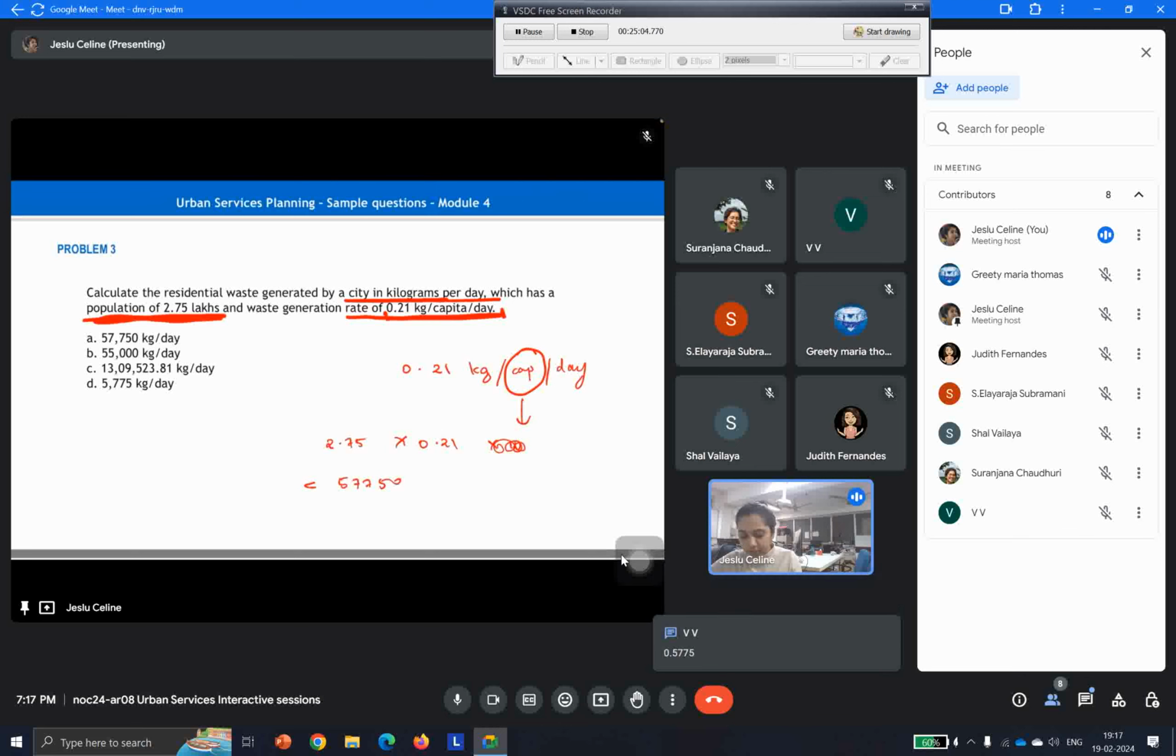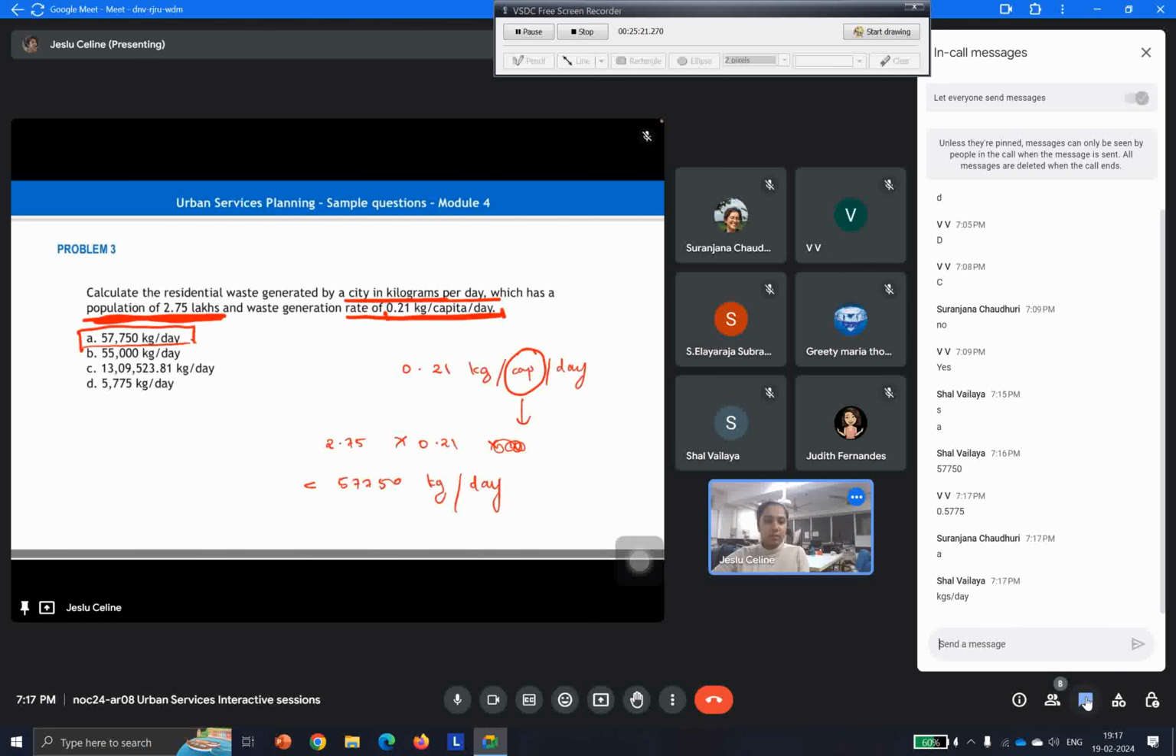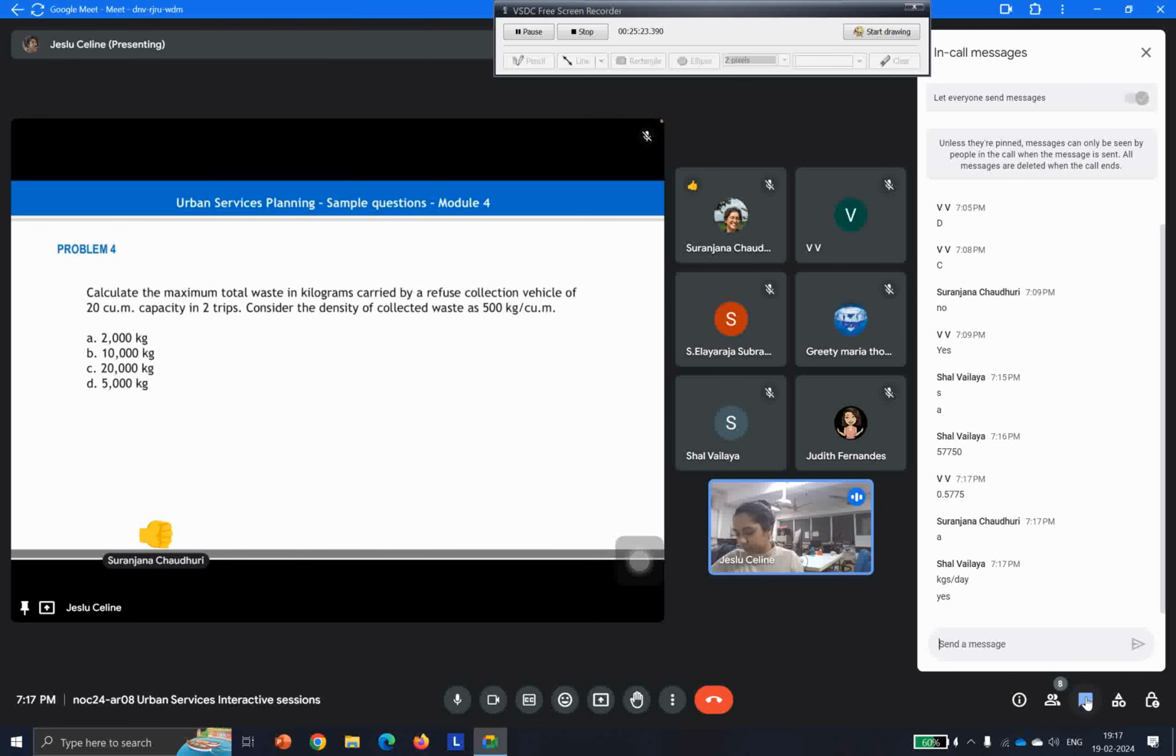So what will the units be? It'll be kg per day. We've just removed the per capita out. Yeah, correct. So the answer is A, 57,750 kilograms per day. Any doubts in this question? Shall we move forward? Okay, let's proceed on to the next question.